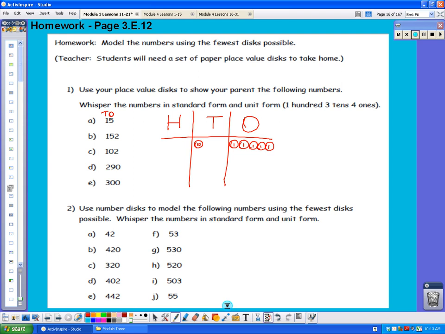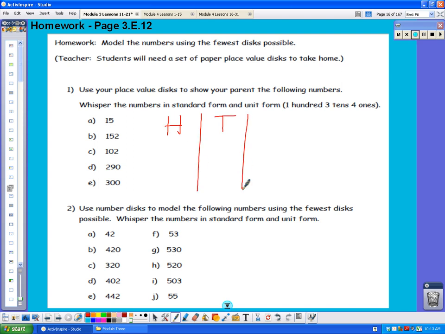Let's try letter B. 152. I'm going to go ahead and draw my place value chart again and label my number hundreds, tens, and ones. I have hundreds now. I have 100. I have 5 tens. 10, 20, 30, 40, 50. And I have 2 ones. 1, 2. So to say this in unit form, we would say 100, 5 tens, 2 ones.